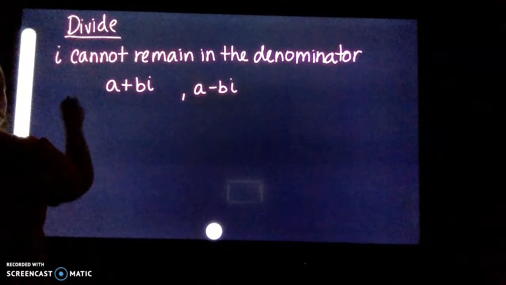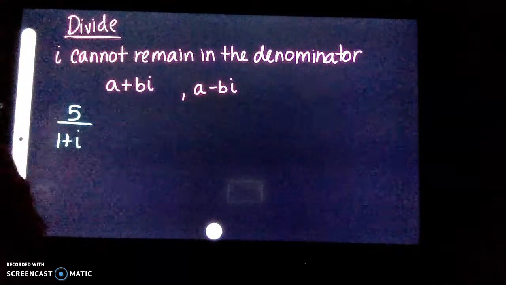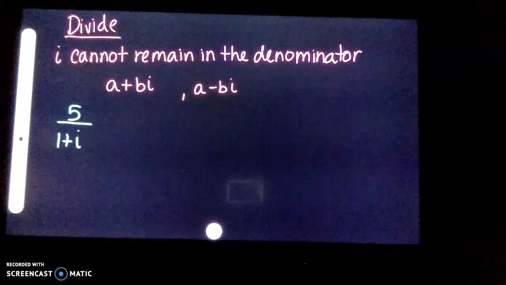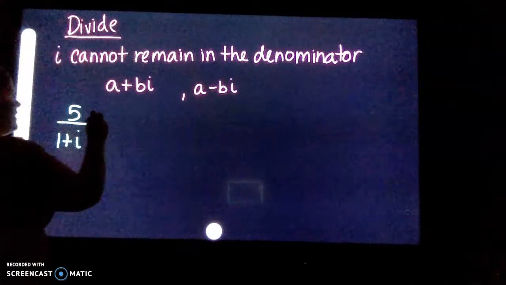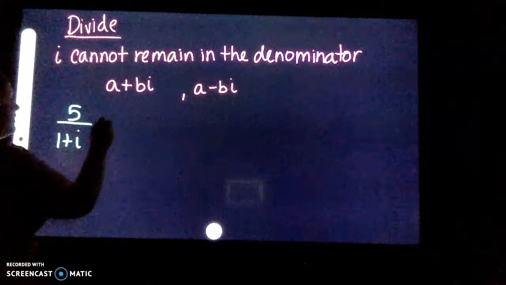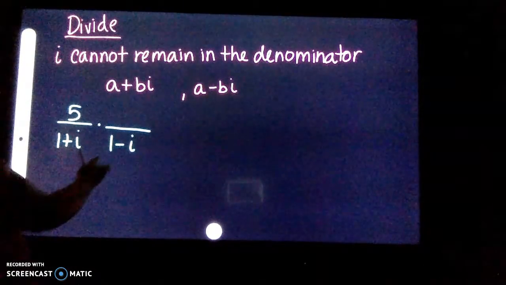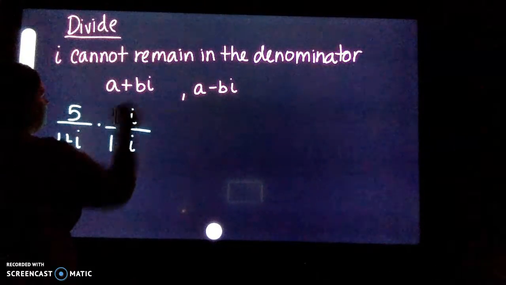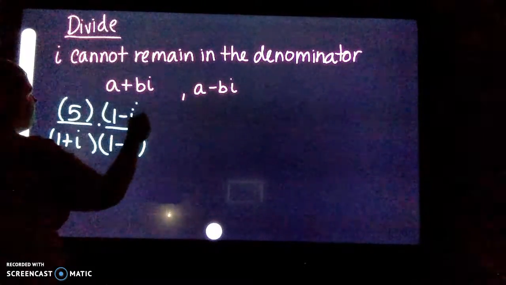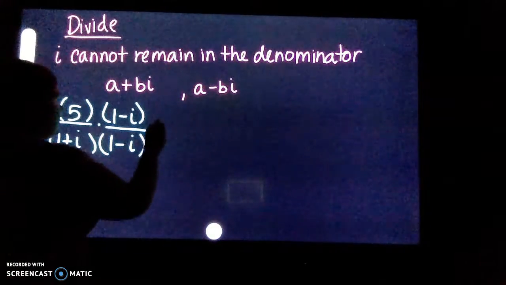Let's say I have the function 5 over 1 plus i, and I would like to simplify this. This means I have to get the i out of the denominator. The only way to do that is to multiply both the numerator and denominator by the complex conjugate, which here is going to be 1 minus i, because it's the same real and imaginary part with the opposite sign in the middle. We have to multiply both the numerator and denominator so that we don't change the value of our equation at all. From here, I just go ahead and multiply straight across.